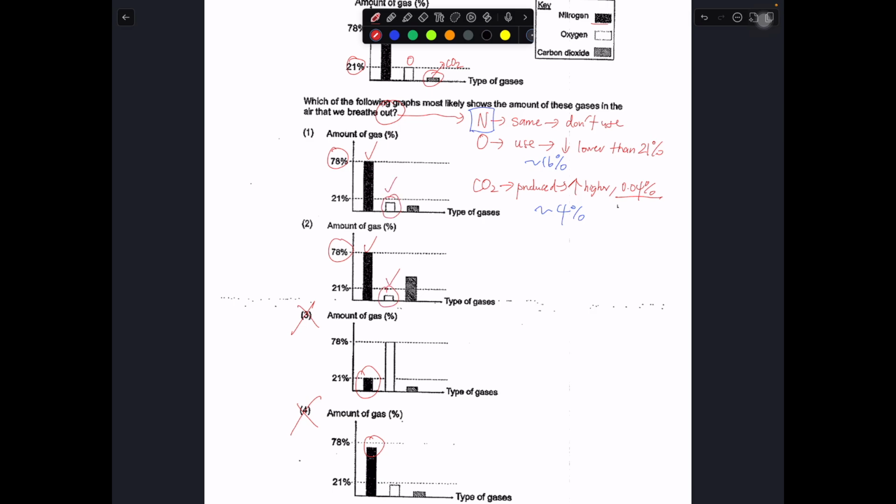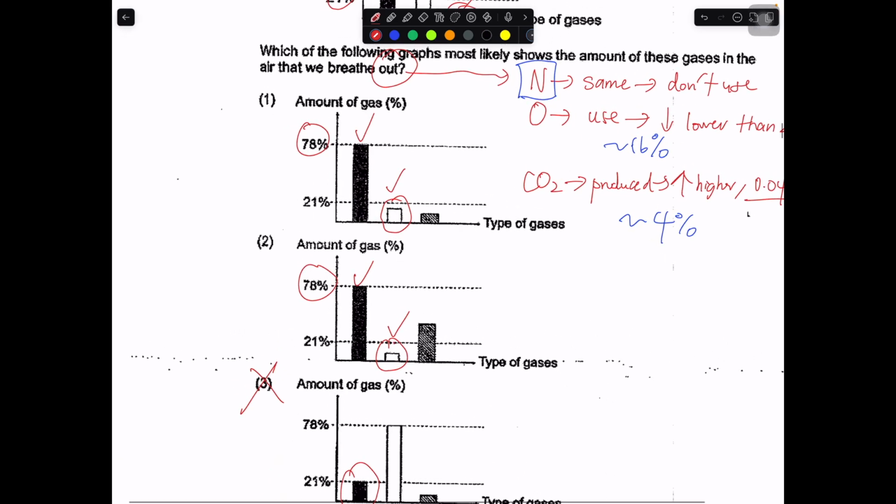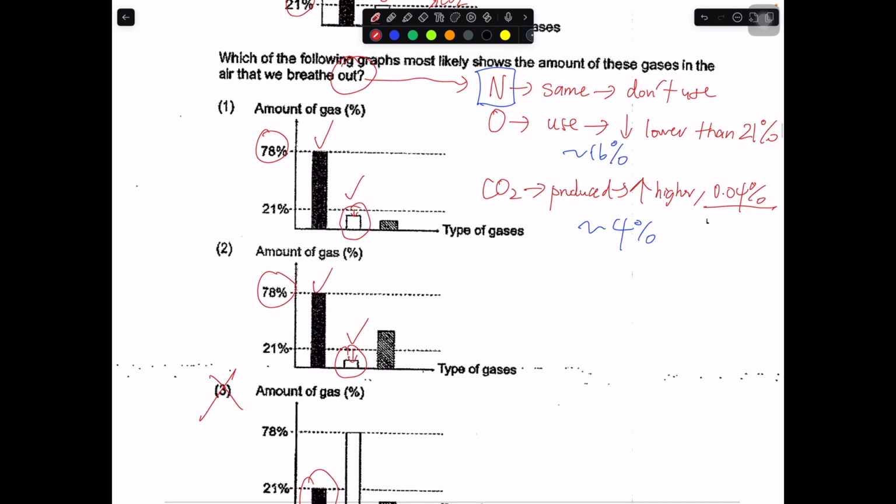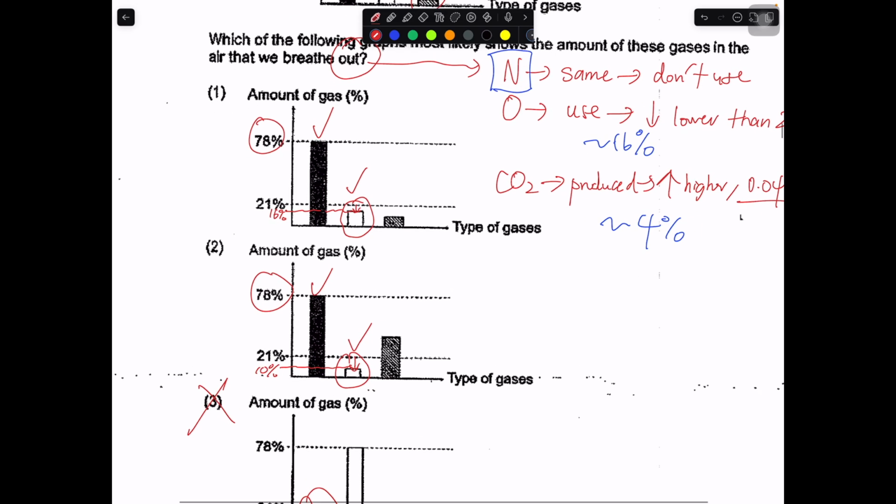But you can see this part went down more, and this one went down less. So you really don't know which is which. But if you take a look, it should be more or less number 1, because this one looks a little bit like 16%. This one looks a little bit like the halfway point, maybe about 10%. But since this graph is not really drawn to scale, we compare the carbon dioxide.